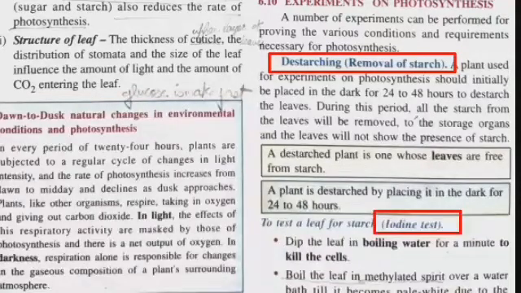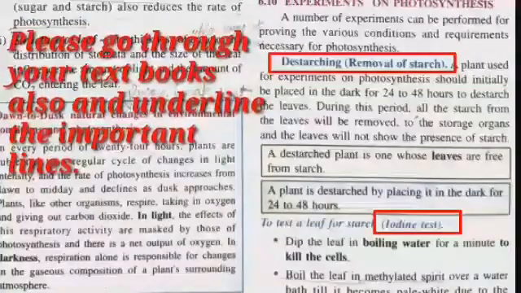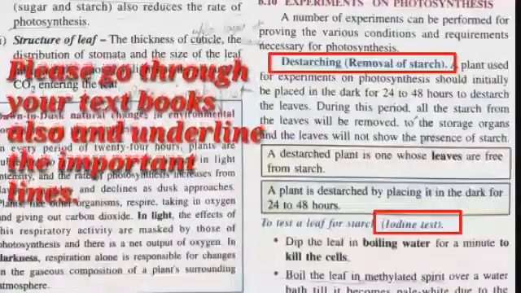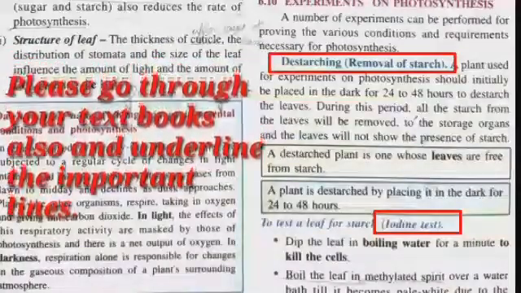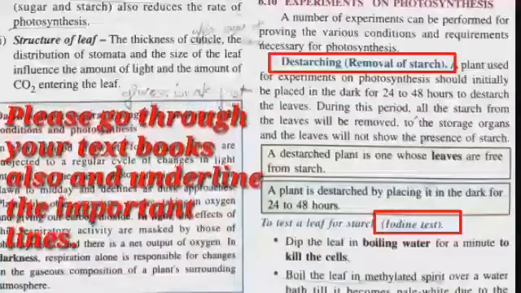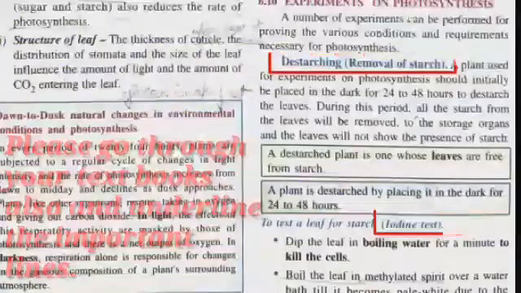and these 2 steps are very important for your board exams because they set many questions from here, or they give paragraphs to fill in the blanks, or they ask you to write down all the steps in a sequence. So once again, let me remind you that whenever we are performing experiments on chlorophyll is necessary for photosynthesis, sunlight is necessary for photosynthesis, and carbon dioxide is necessary for photosynthesis, we must follow these 2 steps or processes. Now please keep this in mind.